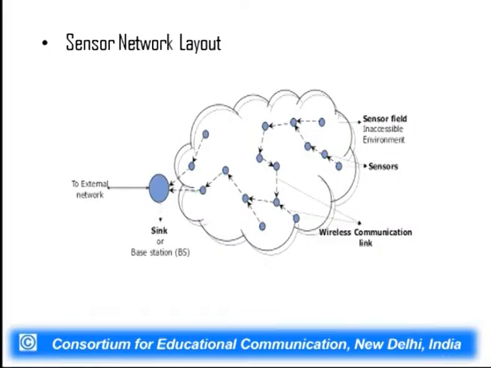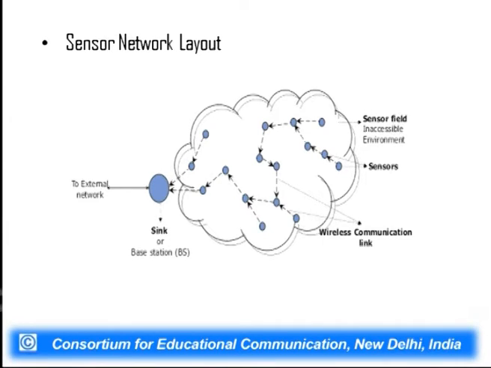Now, this is a sensor network layout. As you can see, in general there are a number of sensor nodes deployed over a given region. This region of interest is also known as the sensor field. And we have the communication link as the wireless medium.